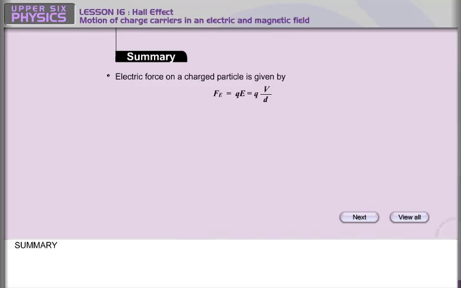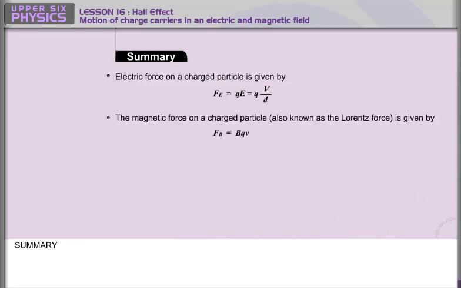Summary. Electric force on a charged particle is given by Fe equals QE equals QV over D. The magnetic force on a charged particle, also known as the Lorentz force, is given by Fb equals BQV.